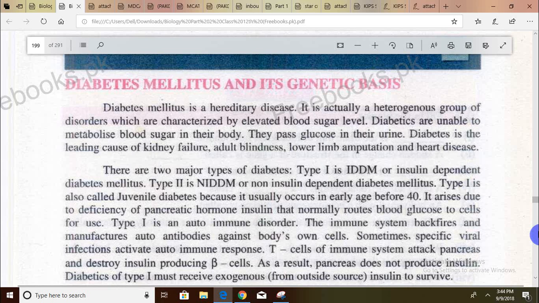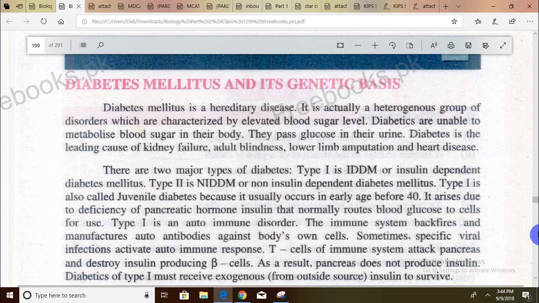And there are two major types of diabetes. Type 1 is insulin dependent diabetes. Type 2 is non-insulin dependent diabetes. We have done this at A levels. Now, type 1 may also be referred to as juvenile diabetes because it usually occurs in early age, before 40.